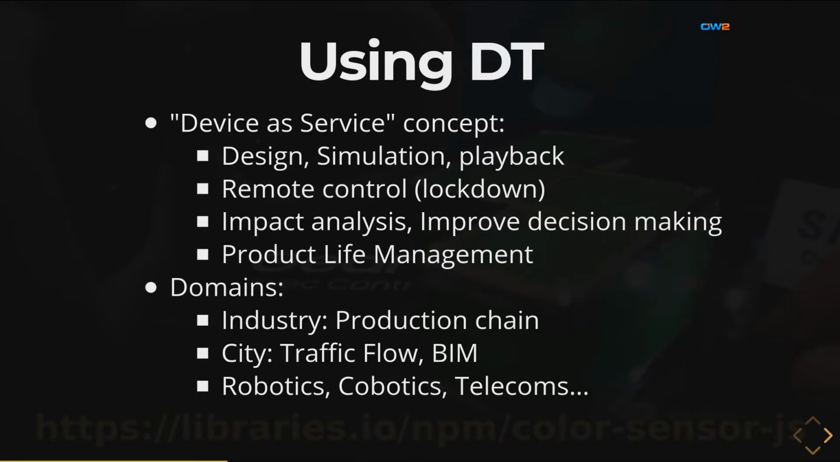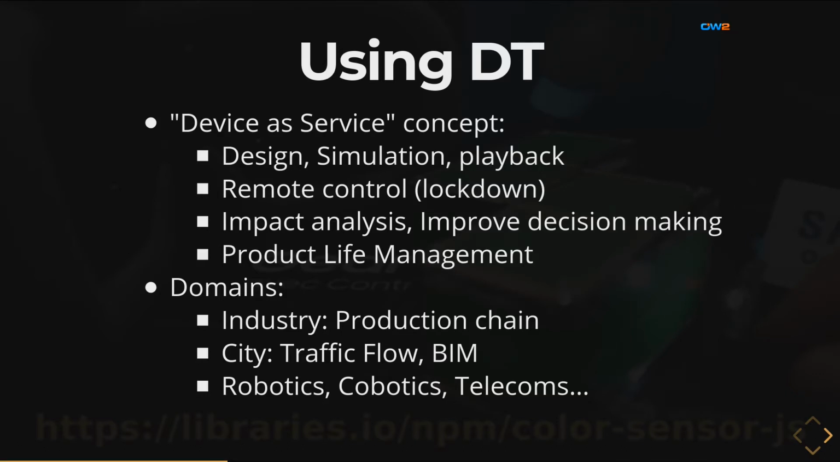So we can imagine a production chain where you have different robots working together, and if you want to see if they are getting along and they are not conflicting with each other, you can do a simulation first and try to see if something can be optimized without stopping the production. It can also be used in a city when you want to have real-time visualization of the traffic in the city or the buildings.